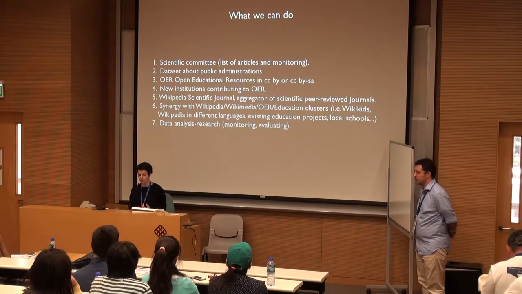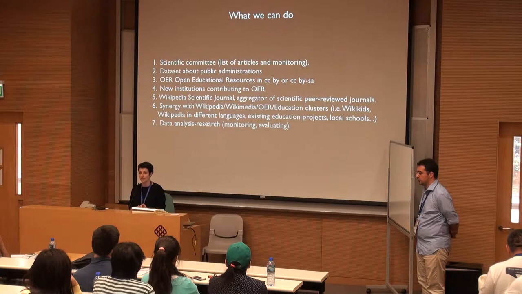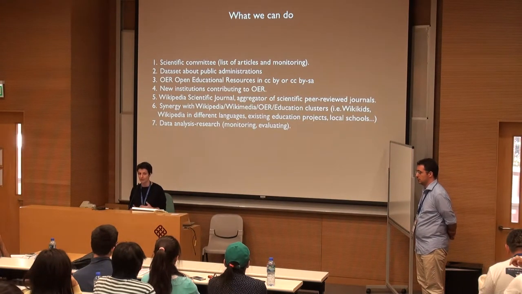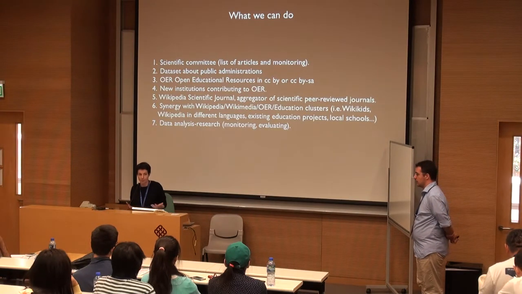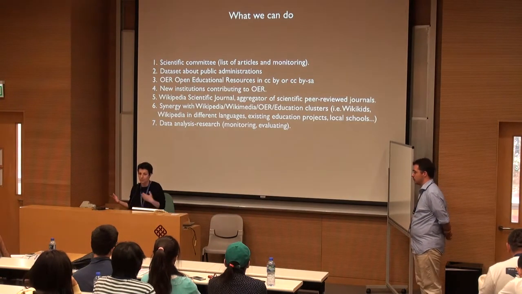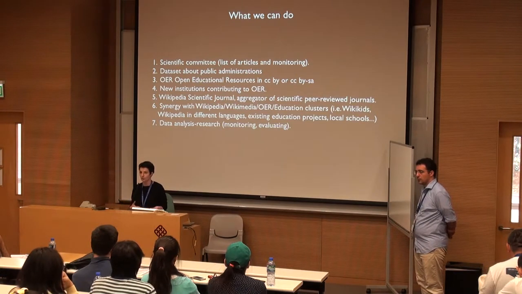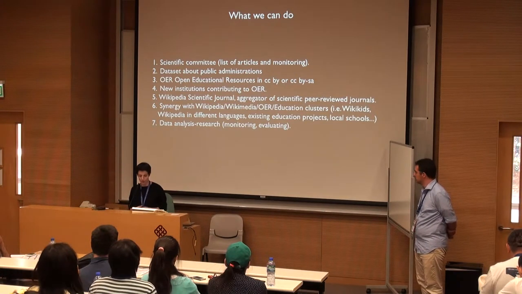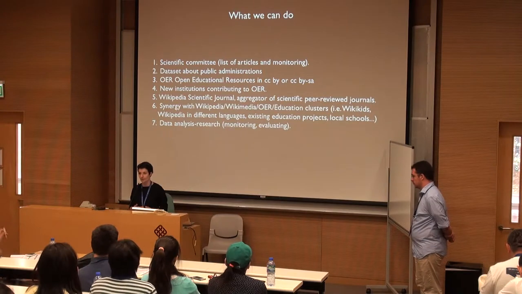Another aspect is, of course, the necessity of defining a list of articles we think are important. We started defining it, but of course, it needs to be managed by a committee, by a group of people including both Wikipedians and educators, teachers, people that want to get involved. And also a system to assess the quality.